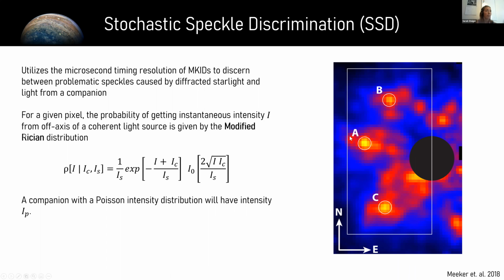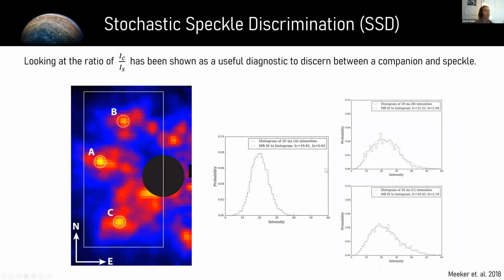But if you plot histograms of the arrival times and fit this modified Rician distribution, it becomes very clear that this distribution at position A has a qualitatively different shape than at positions B and C. And indeed, it's been shown that looking at this ratio between IC and IS is a pretty good diagnostic to be able to determine between companions and speckles.